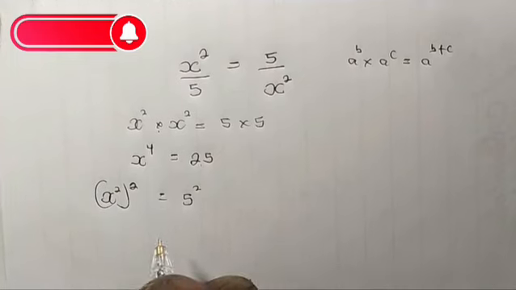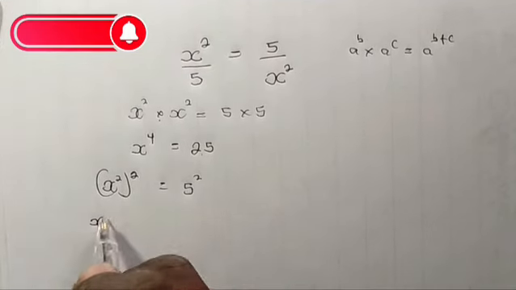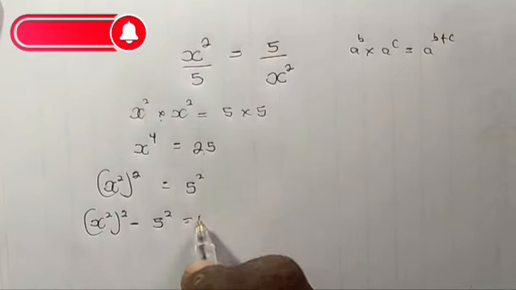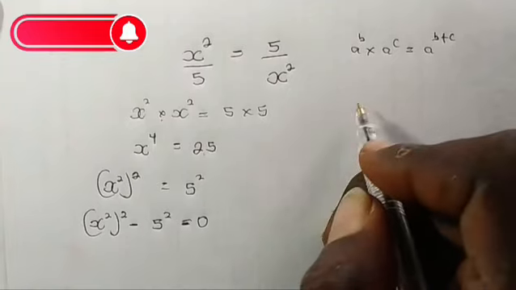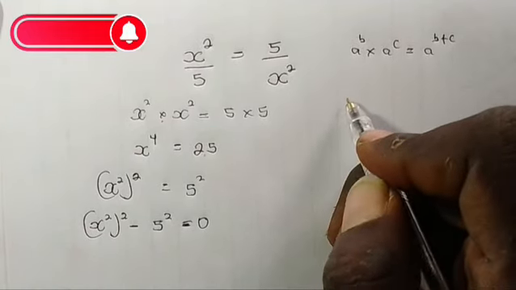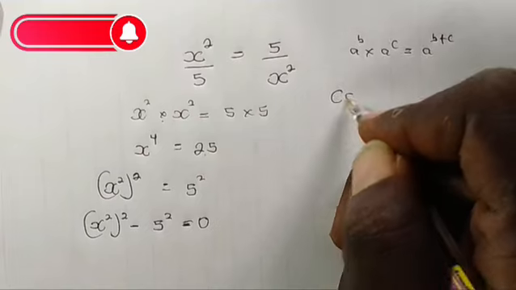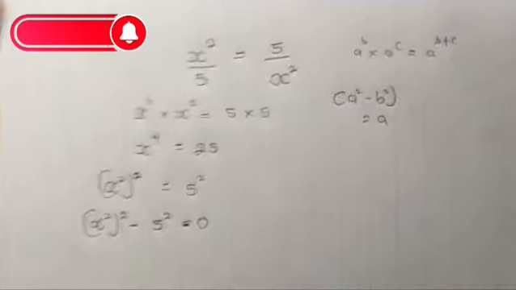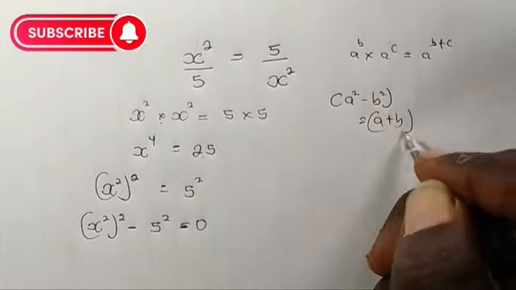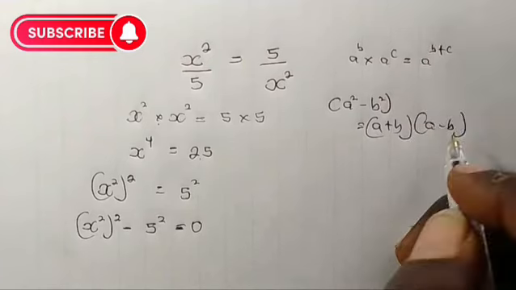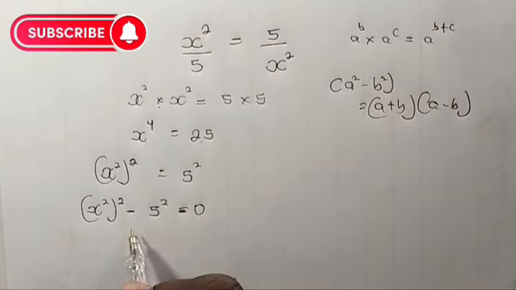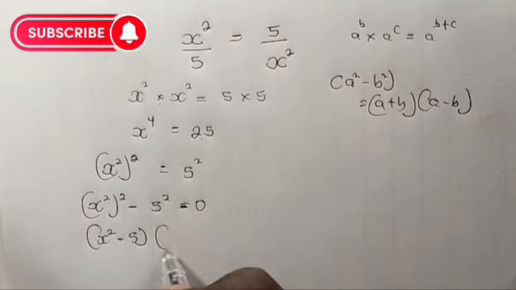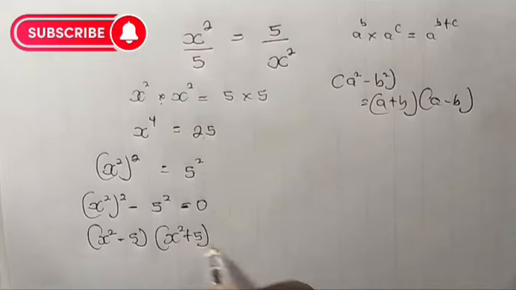Now let's bring this to the left hand side. So we are going to have (x raised to the power of 2) all raised to the power of 2 minus 5 raised to the power of 2. Now this is equal to 0. Let's recall the property of difference of two squares. For instance, when you have a squared minus b squared, this is equal to (a plus b) into bracket (a minus b). Now let's apply the property here, we are going to have (x squared minus 5) into bracket (x squared plus 5), right, equal to 0.